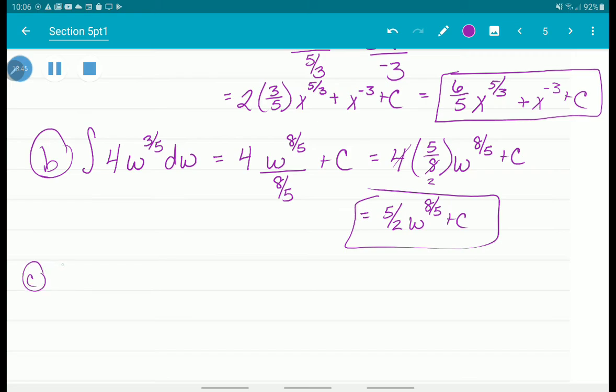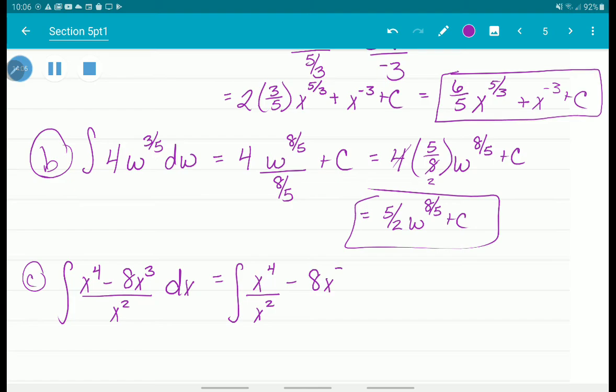In C, they're asking us to integrate x to the 4th minus 8x cubed over x squared. So to integrate this, we're going to have to rewrite this. We could think about this as x to the 4th over x squared minus 8x cubed over x squared. And then we can reduce that. So we're splitting that numerator.